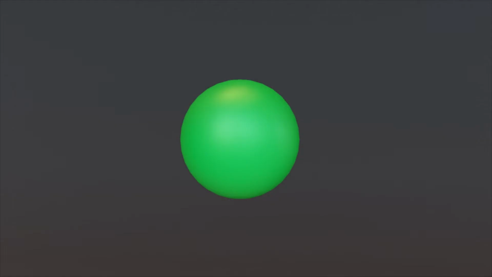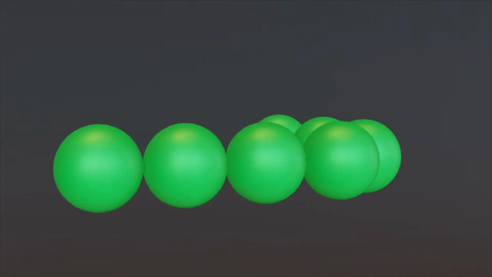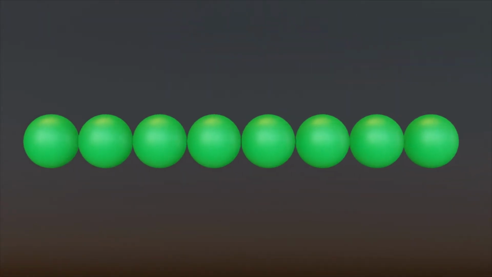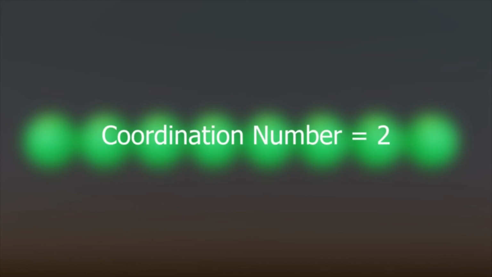There is only one way of arranging spheres in a one-dimensional close packing structure. That is to arrange them in a row and touching each other. In this arrangement, each sphere is in contact with two of its neighbors. The number of nearest neighbors of a particle is called its coordination number. Thus, in one-dimensional close packing arrangement, the coordination number is 2.